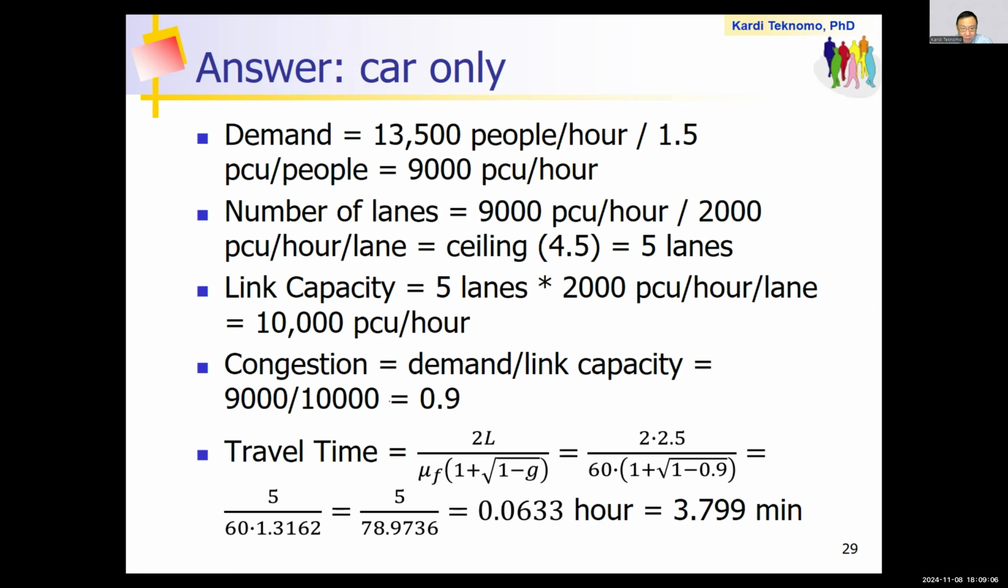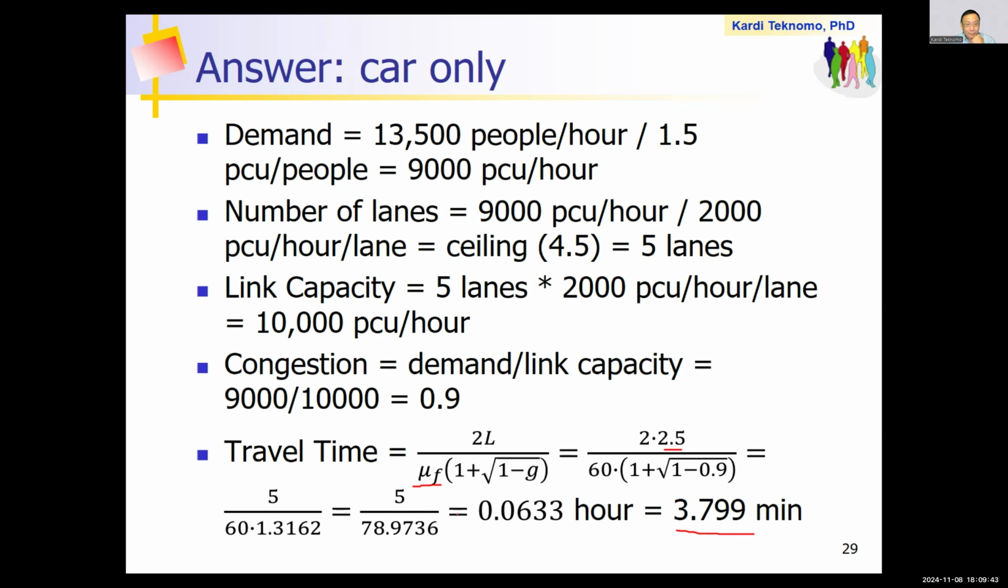So if you know the congestion level 90%, then you can calculate the travel time using Greenshields. We need to know the length. Here, length is already given, 2.5 kilometers. And we need to know also the maximum speed. Again, we are given 60. So in that case, we just input, and we can get the travel time. If you know the congestion, you can get the travel time.